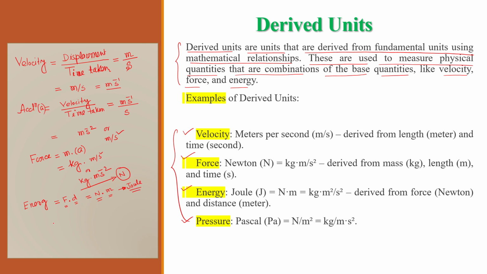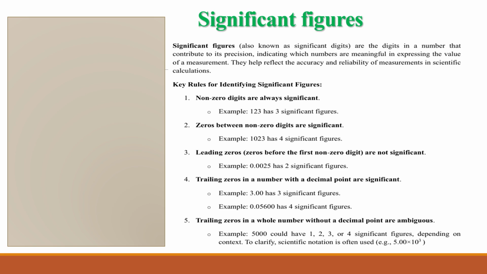Then pressure equals force by area. The unit of force, as you know, is Newton, and area is meter square. So it's Newton per meter square, or according to the name of the scientist, we can say it is Pascal. P is in capital letter. That's all. Now, significant figures.